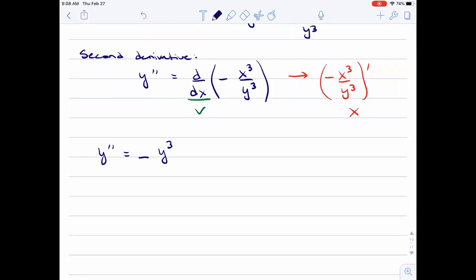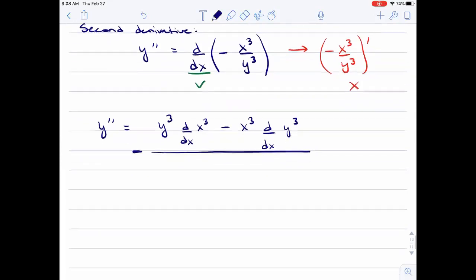g, which is y to the 3. And then I want d dx of x to the 3, just to show what I'm doing here. But if you wanted to just do 3x squared, that's fine, right? But then minus f, which is x to the 3, times the derivative of g, d dx of y to the 3, over, and I'll shift this negative down so it's way out in front, y to the 3 squared, g squared.